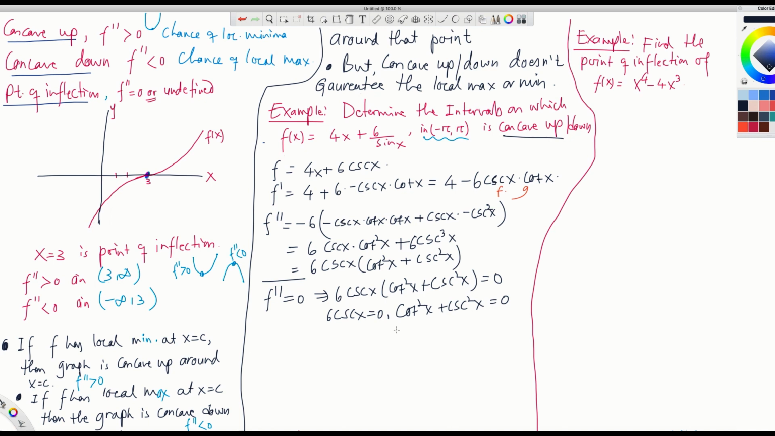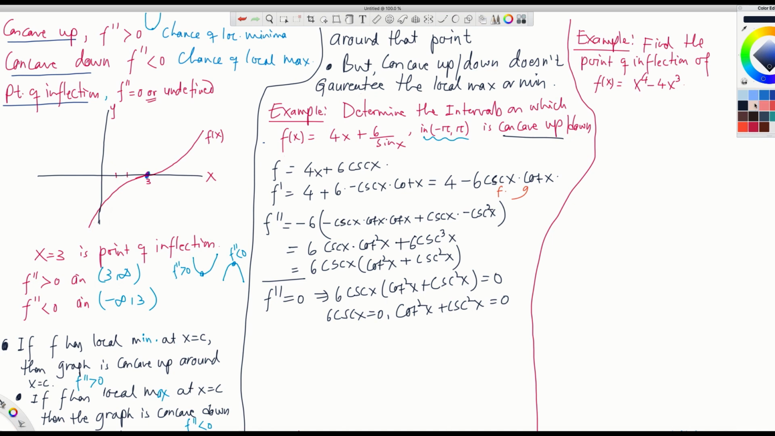You see that? But what is your x? You can take x values between negative pi and pi only. So cosecant x is not 0 between negative pi and pi. You can check from the graph. And these are both positive values or zeros, right? And cosecant and cotangent are not 0 between negative pi and pi. So cosecant x is never 0.